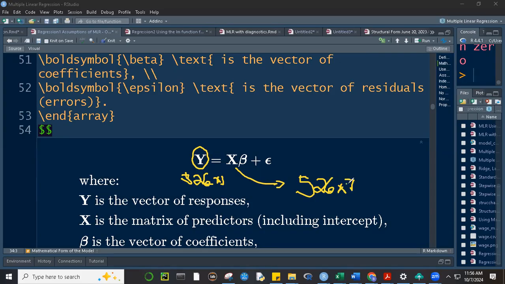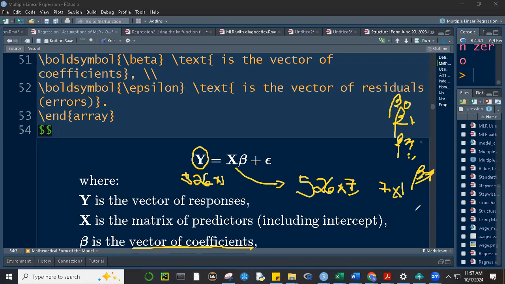Okay? 7 is the number of columns. Then our beta, class, what is our beta column? Our beta column will be beta 0, beta 1, beta 2, up to beta 7. Okay? So this is also a vector of coefficients. So this is what it looks like, class. So the size of beta will be, what is the size of beta? 7 by 1. It will be 7 rows by 1 column.